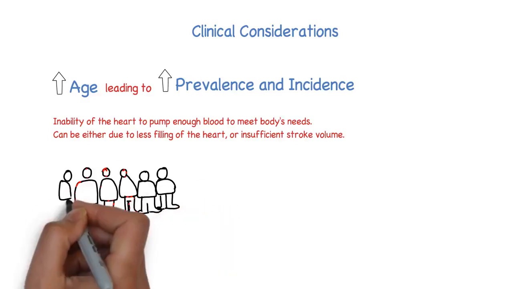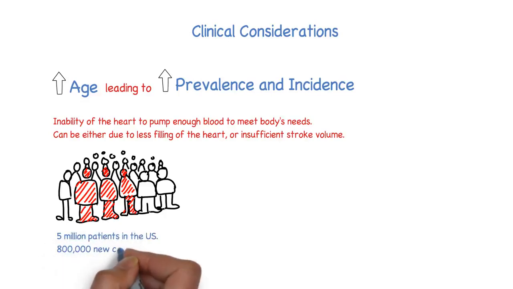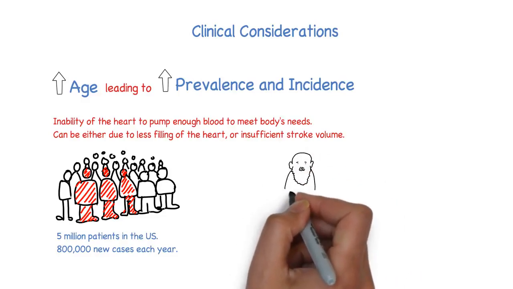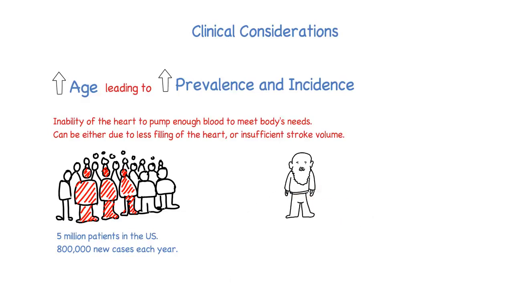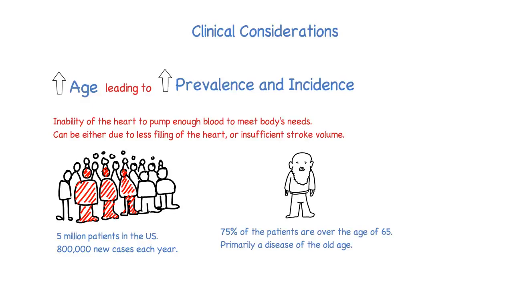There are about 5 million people in the US that have heart failure, and approximately 800,000 new cases every year in the US. And here is the sad part: 75% of the patients with heart failure are over the age of 65. It is primarily a disease of old age.